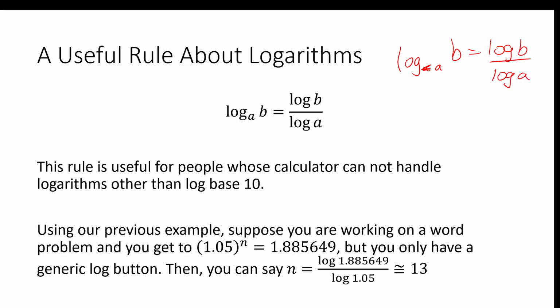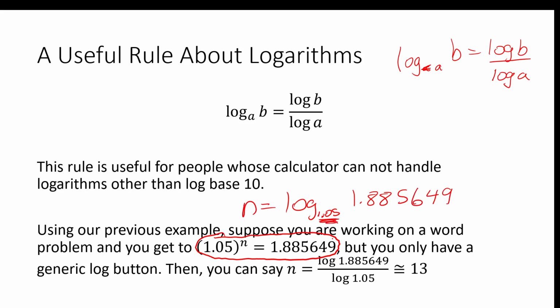So go back to the question we just did a couple of minutes ago. We said 1.05 to the exponent n equals 1.885649. Now, it would be great if you had a calculator that could answer for you the log base 1.05 of a number. But many calculators can't do that for you. So if you have a calculator that can't give you a random base like 1.05 for your logarithm, then instead what you do is simply use the log base 10 of 1.885649 and put it over the log base 10 of 1.05.